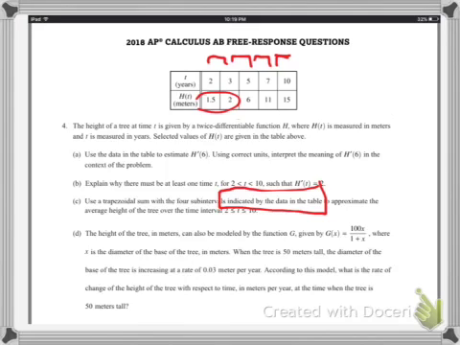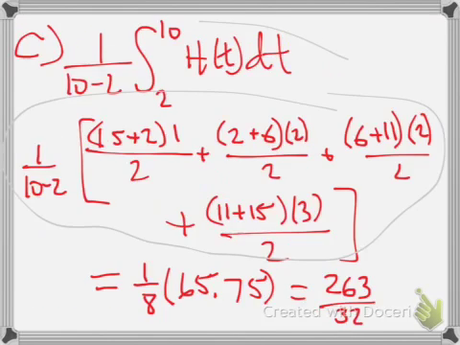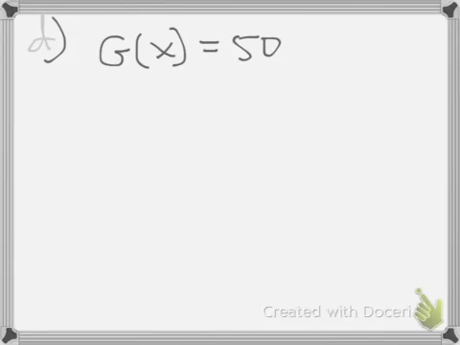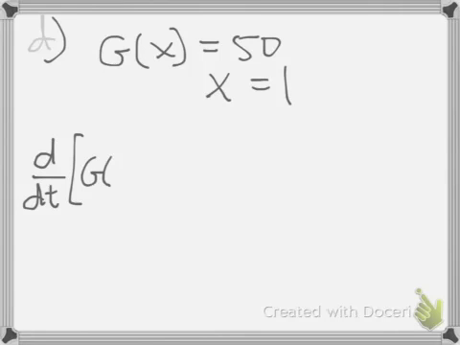Alright, so we got to figure out some things here. We got to figure out when the tree is 50 meters tall, so I need to set g equal to 50 meters. So I need g of x equal to 50, and that implies very quickly that x is going to be equal to 1 because, well, look at it. When you plug in 1, you get 50. Okay. Now we have to differentiate g of x with respect to time.